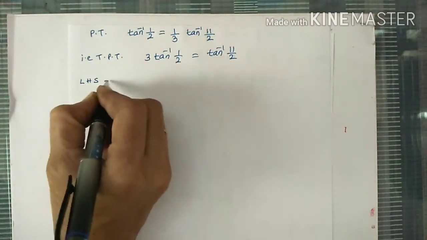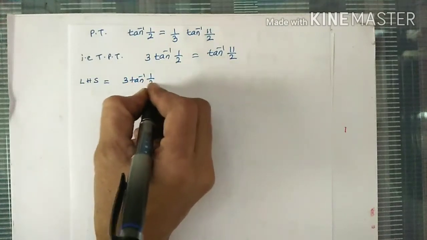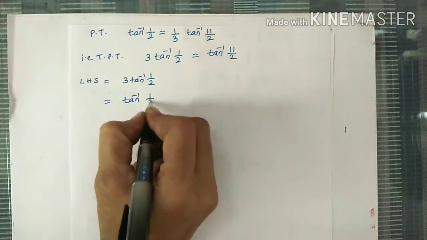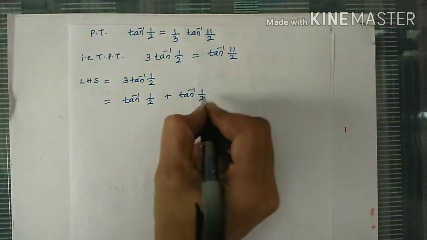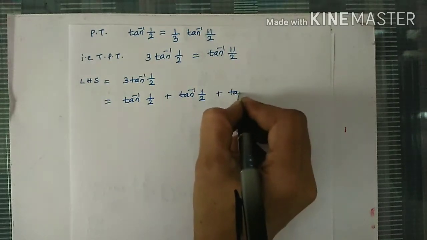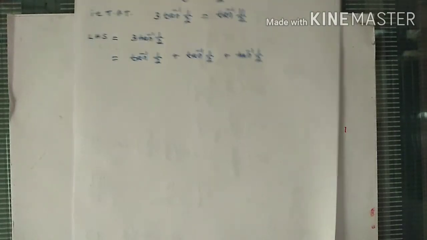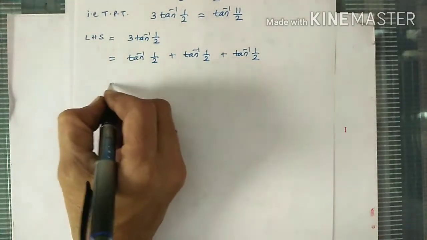So our left hand side is now 3 tan inverse of half, and let's write this as tan inverse of half plus tan inverse of half plus tan inverse of half. Okay, this is the trick. Now you can use the property and simplify the term yourself, and you will get the right hand side. So let's solve it.